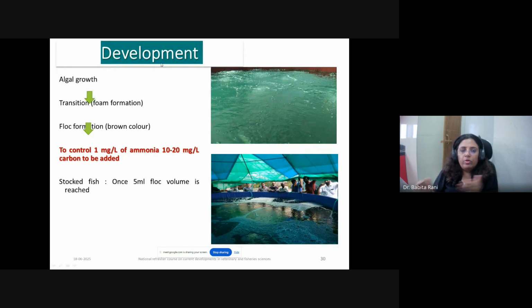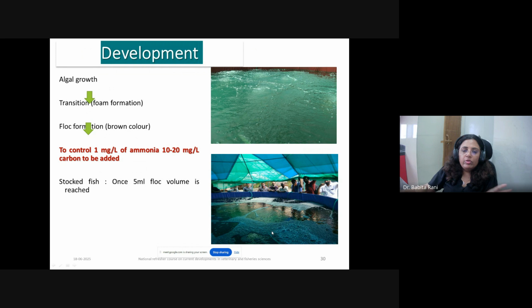In the big tank, what will happen? There is a process like algal growth. First there will be algal growth, then a transition into foam formation. Once the foams are formed, and as long as there is no foul smell, the foam formation indicates good quality. Then flock formation, then brown color. The brown color indicates it's very good quality.